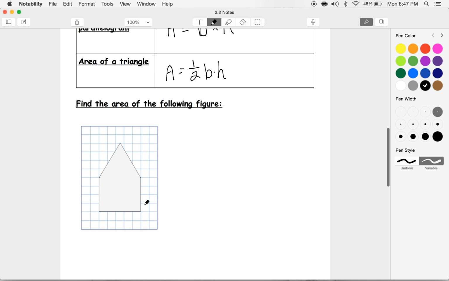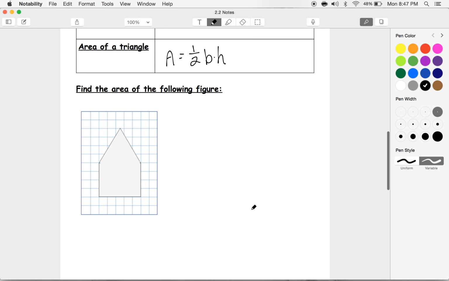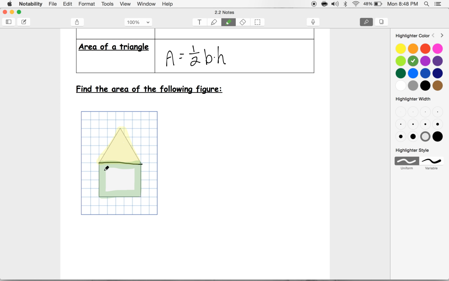So this figure isn't something that we know because I don't know how to find the area of a house. But a strategy I can do is I can decompose it. I can break it down into 2 shapes that I know. So on the top, I have a triangle. And on the bottom, you can see that I have either a square or a rectangle. I'm going to have to count to be sure.